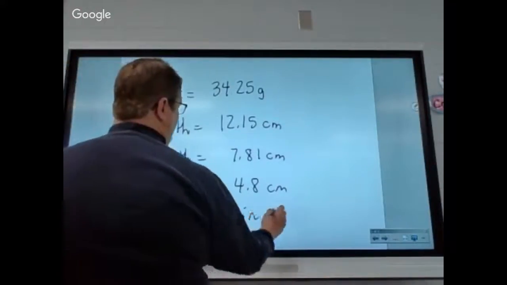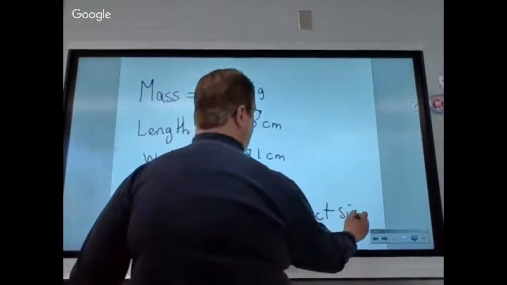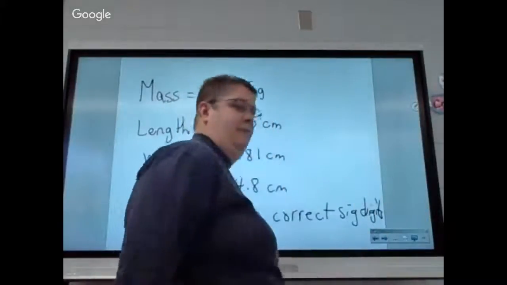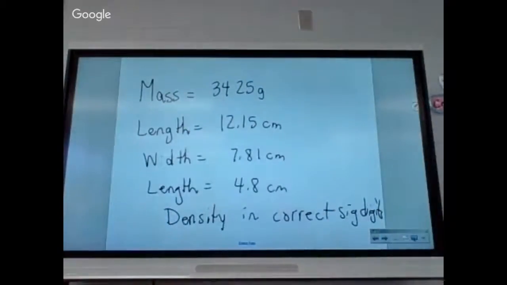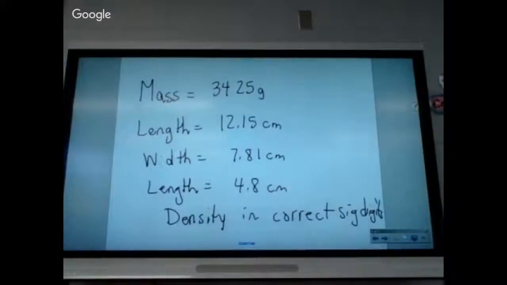All right, I want you to calculate the density in the correct significant digits. Find me the density in the correct significant digits. Now that means you got to find the volume first in the correct significant digits, and then find the density in the correct significant digits.